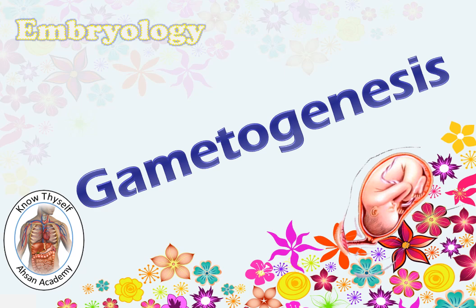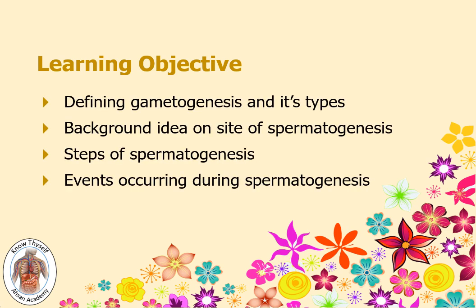This part is a short presentation that will include spermatogenesis only. The learning objective of this part is to define gametogenesis and its types. Then I'll discuss the background on the site of spermatogenesis, the steps of spermatogenesis, and the events that occur in every stage of spermatogenesis.